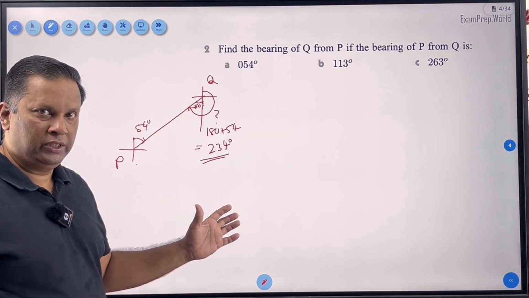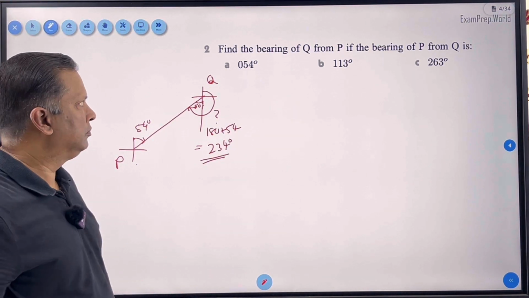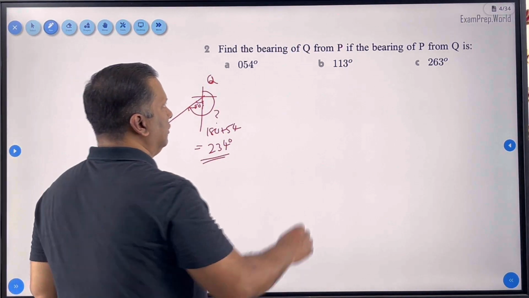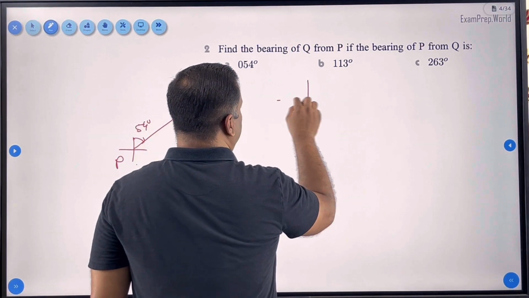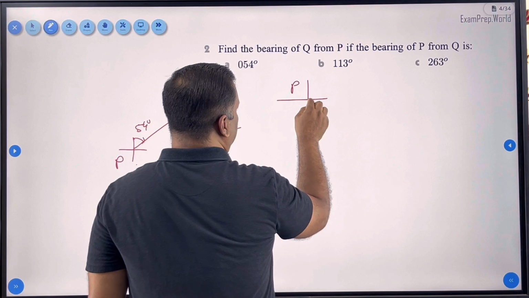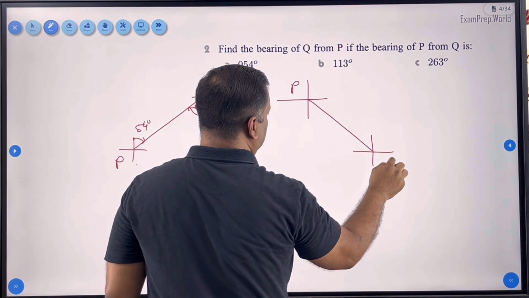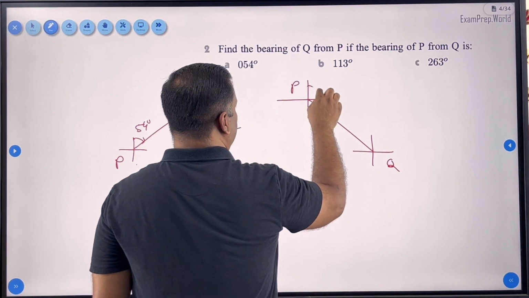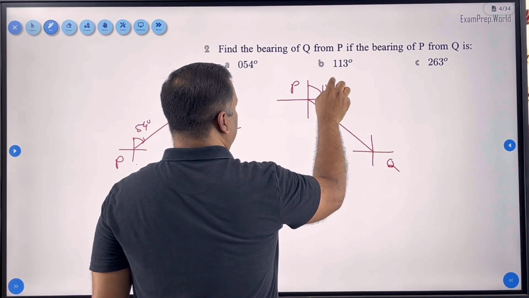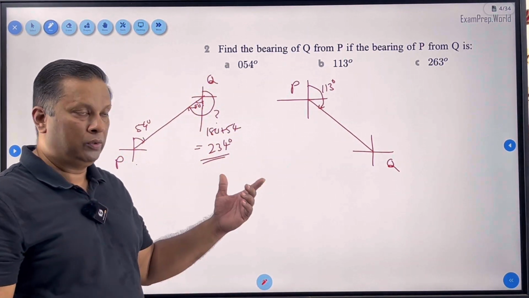I hope you understood how to do this kind of question. Let's do another one. Now this time P is here and the bearing is 113 degrees. That means Q should be somewhere here. This is Q. So this angle is how much? 113 degrees. Okay. This is 113.